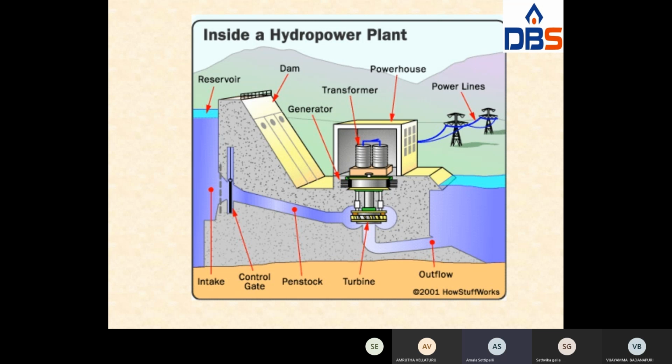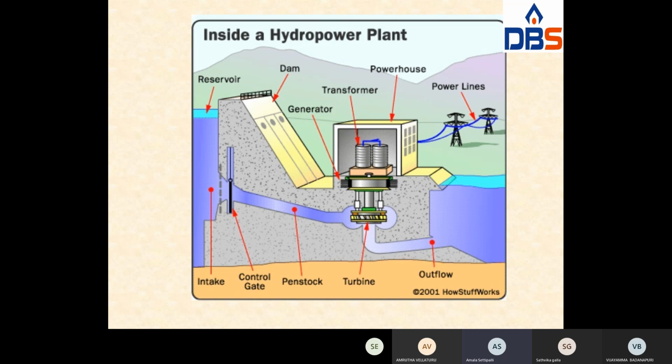Okay, from that electrical energy, through a transformer you can supply the power to the powerhouse. From this, by using the power lines, that means transmission lines, the power will be transmitted. See here, some amount of water will be coming out in this way. That means whenever the turbine blades are rotated, the entire power will not be converted into electrical energy.